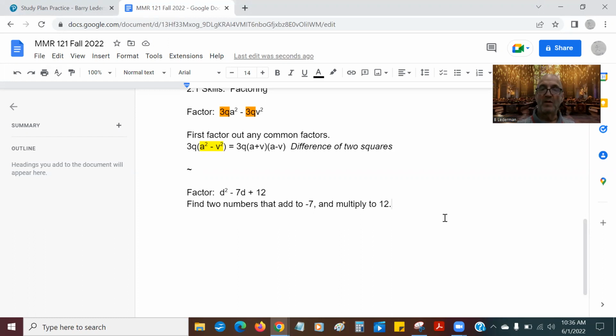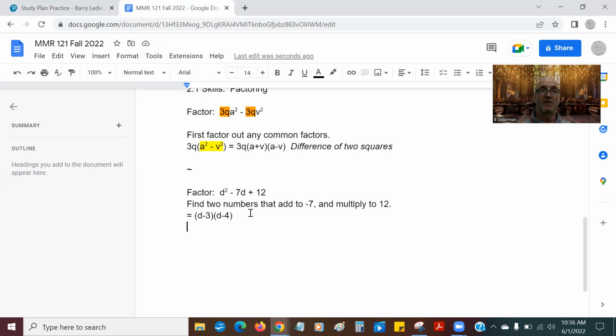What are two numbers? Well, I think most of you could figure out what the two numbers are, and I'm going to put them right here. I'm going to set everything up beautifully right here. I'm going to put a d there, a d there, and the two numbers are going to be -3 and -4. So d squared minus 7d plus 12 is equal to d minus 3 times d minus 4.